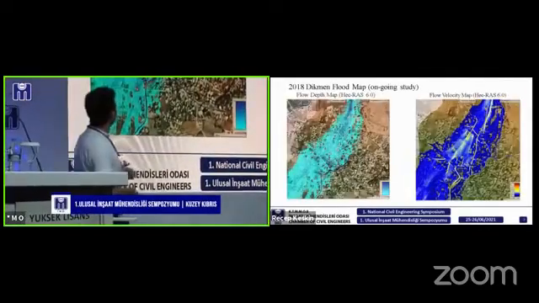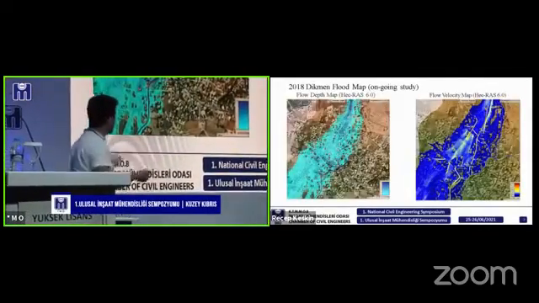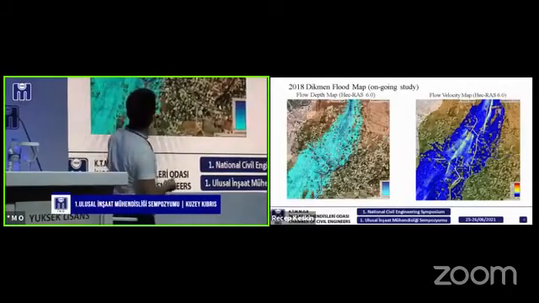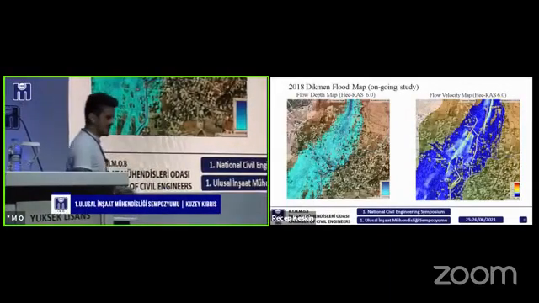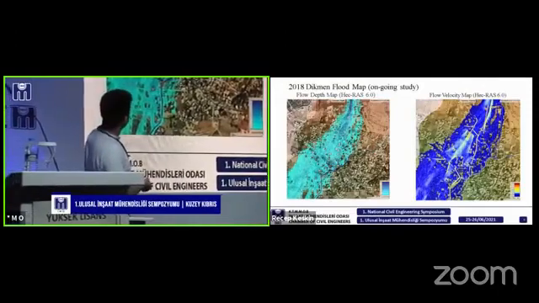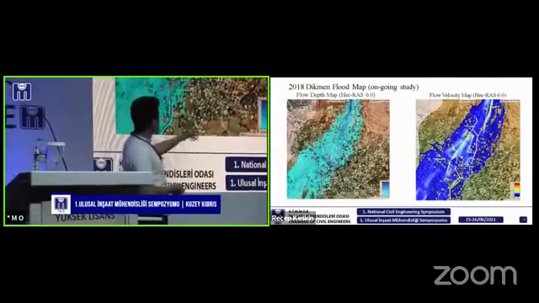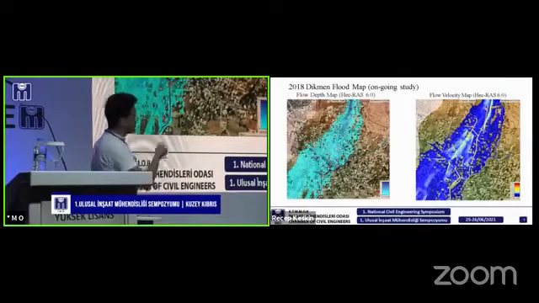So these two videos show the flood extent that happened in 2018 in Dikmen. This one is the flow depth, and the maximum is 1 meter, so it's coming from these mountain areas.